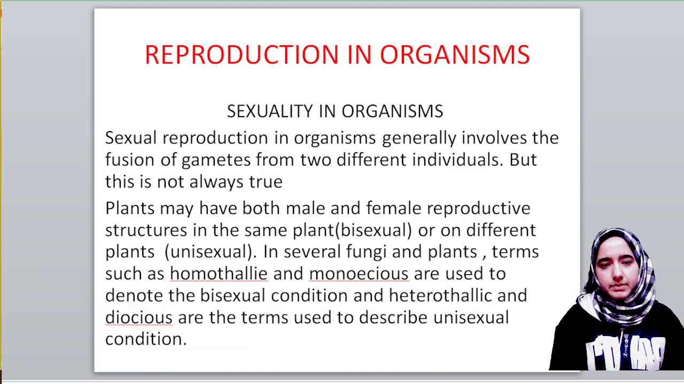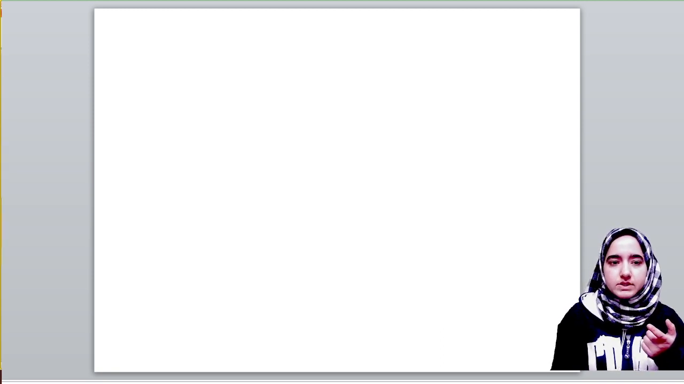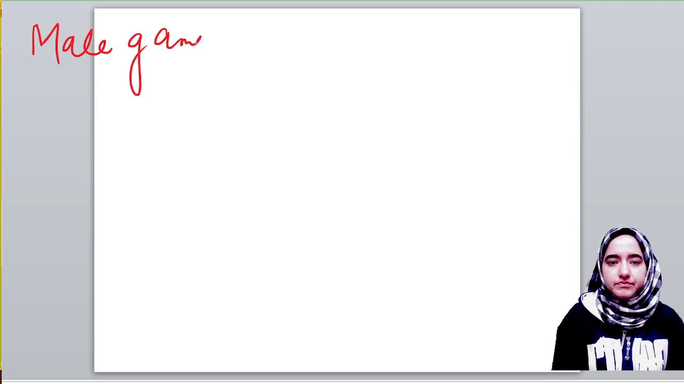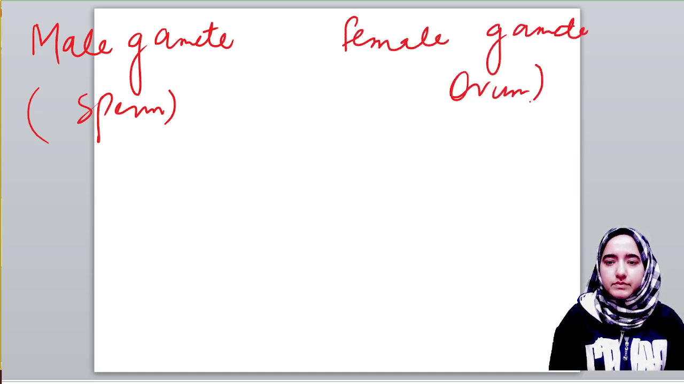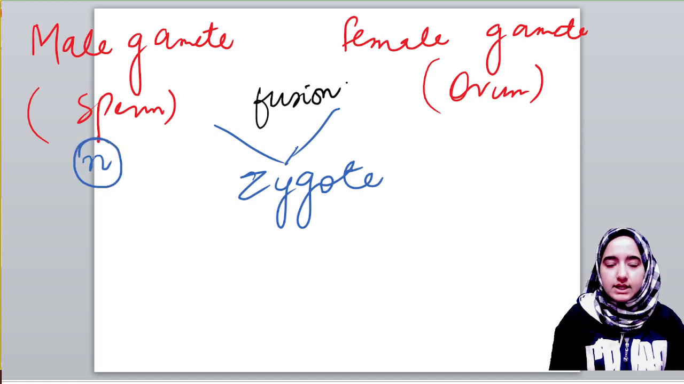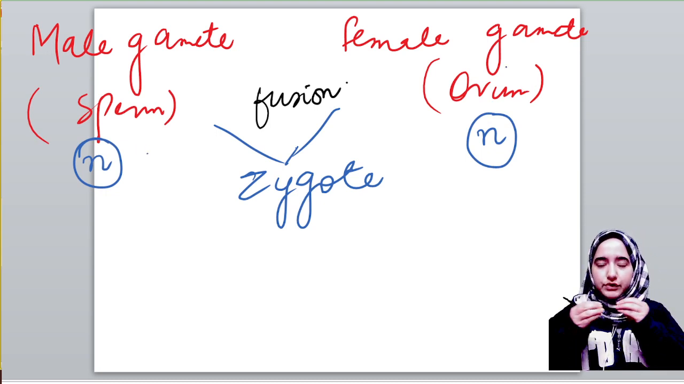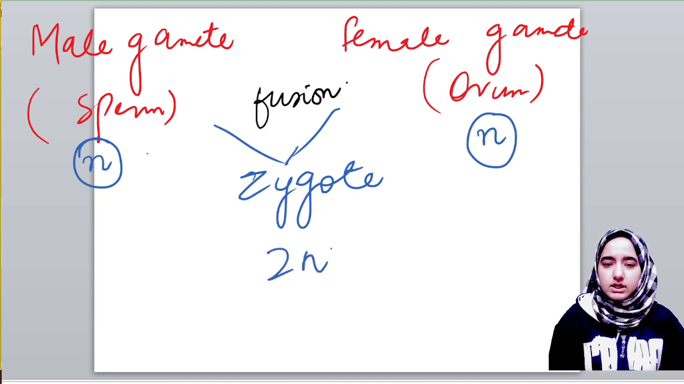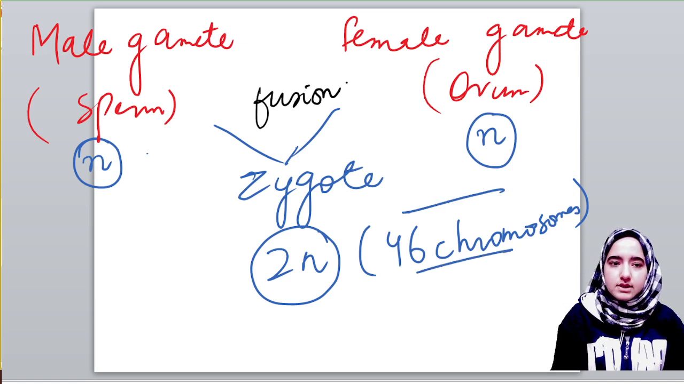Moving forward to our next topic. After formation of gametes, what happens? Fusion will take place. For example, here we have a male gamete, say a sperm, and on the other side we have a female gamete, say an ovum. Once they fuse together, they will form a zygote. I already mentioned that gametes are haploid cells. It contains n, which means 23 chromosomes. When 23 chromosomes of sperm and 23 chromosomes of ovum fuse together, they form a zygote, and the zygote would be diploid. It means it will contain 46 chromosomes. I hope this concept is clear.